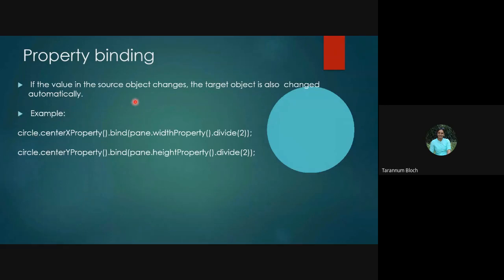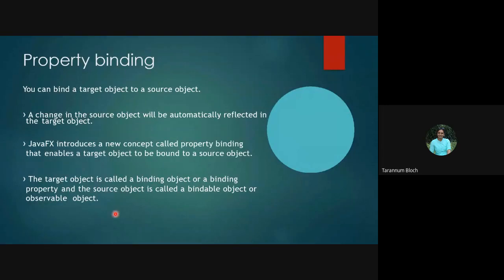So if you have a certain object, let us say you have circle, right? And if the source object changes, the target object also has to change automatically, right? For example, if I have circle and if I have pen, which one is the target object, the binding object, and which one is the bindable object or observable object?